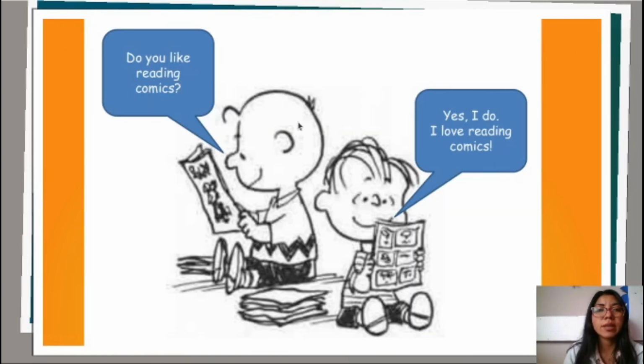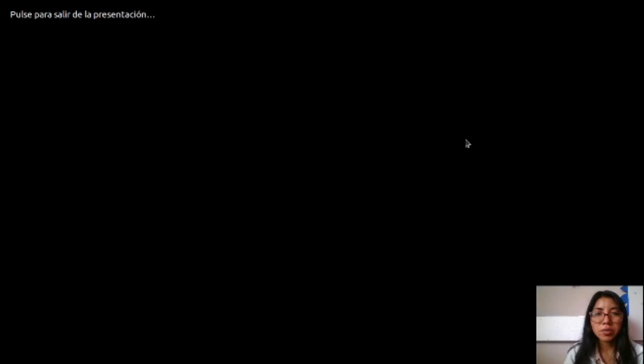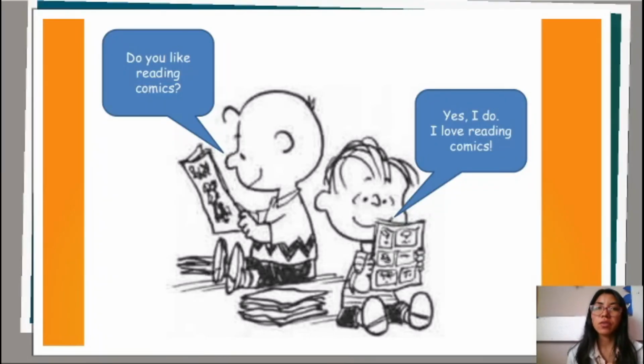Here you have an example. Do you like reading comics? Yes, I do. I love reading comics. Pay attention. Here we have two verbs. In this case, like and reading. As like allows the use of a gerund and infinitive, we can say do you like reading or do you like to read. That is the same. In this case, I love to read or I love reading. That is correct. And that is all for today.